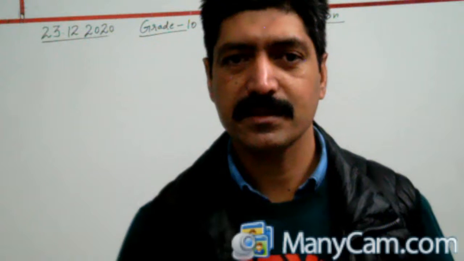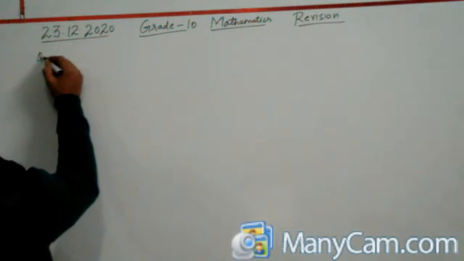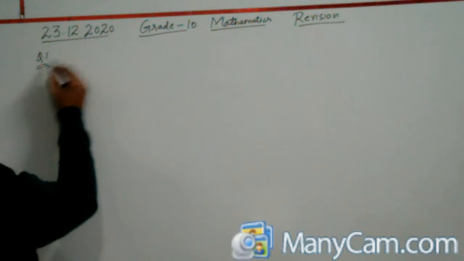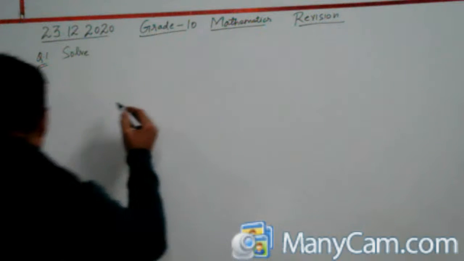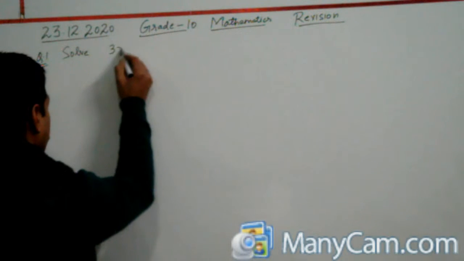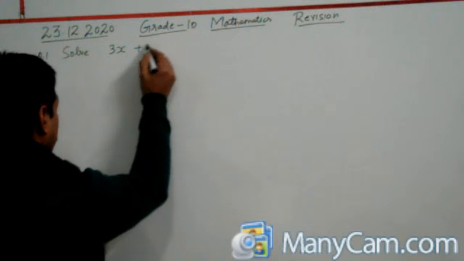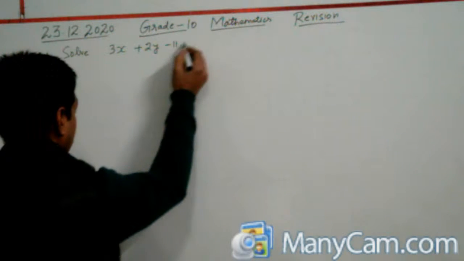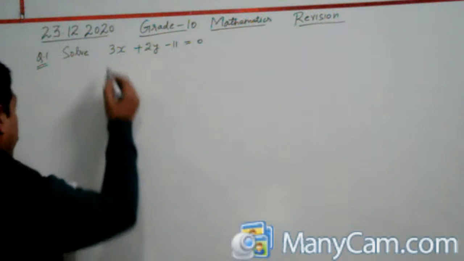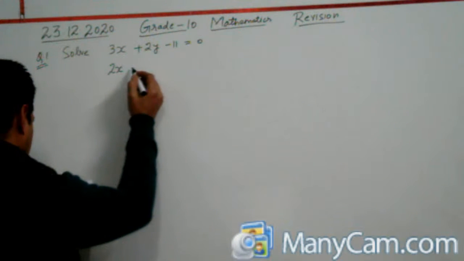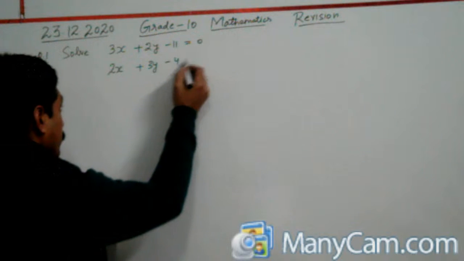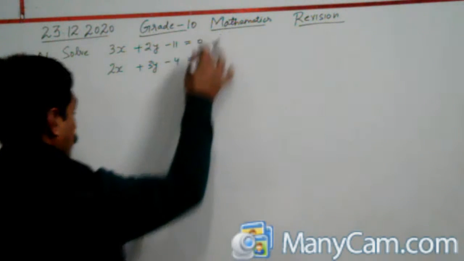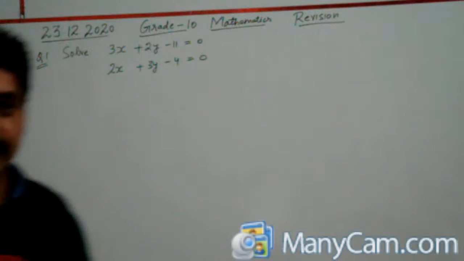So let's discuss some of the questions. Question number one here. Solve the pair of linear equations: 3x plus 2y minus 11 is equal to 0 and 2x plus 3y minus 4 is equal to 0. Equation 1, equation 2. Solve for x and y.